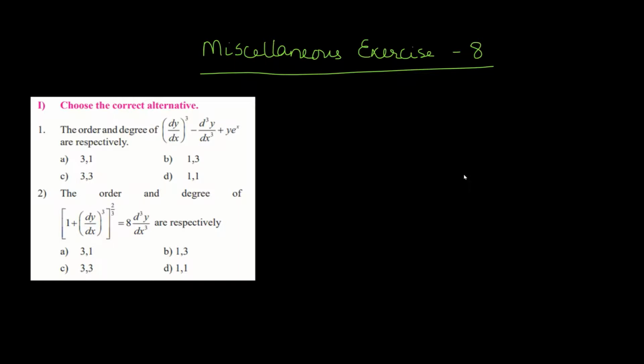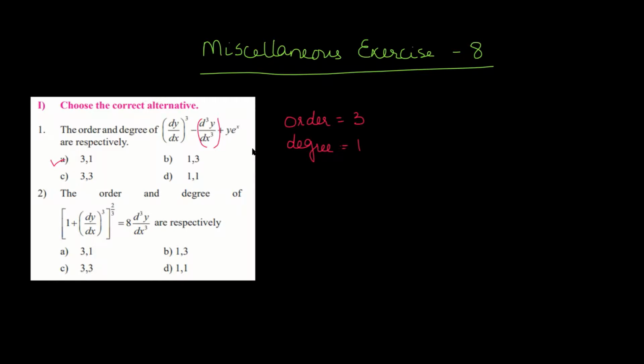Now, looking at the equation, we find that the highest order derivative here is d3y by dx cube, which is a third order derivative, and therefore the order of the equation becomes 3. And this highest order derivative, d3y by dx cube, is of degree 1 because the power of this particular derivative is 1, and therefore degree is 1. And therefore the correct alternative is A, 3, 1.